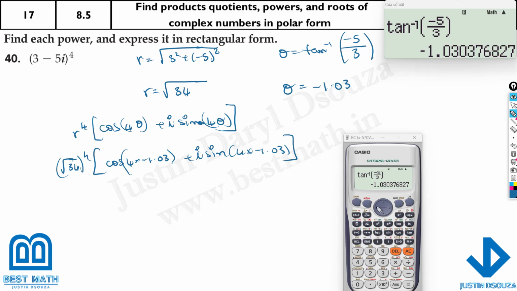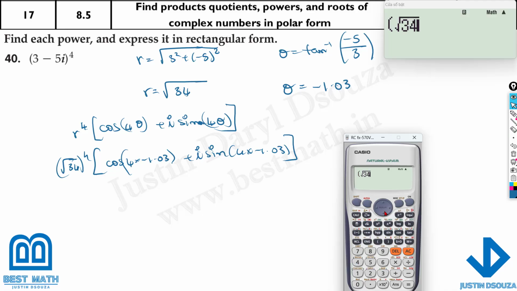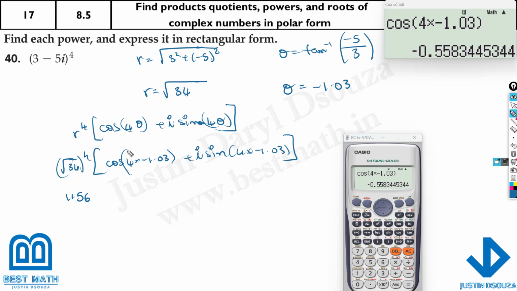Here we go. So all you do is put in the calculator all these values and you will get the answer. Square root 34, close the bracket and raise it to the power 4. The answer is 1156. Next, what we do is cosine 4 times minus 1.03. It's not 103, it's 1.03, my bad. And here we go, the answer is minus 0.56. And what about sine?